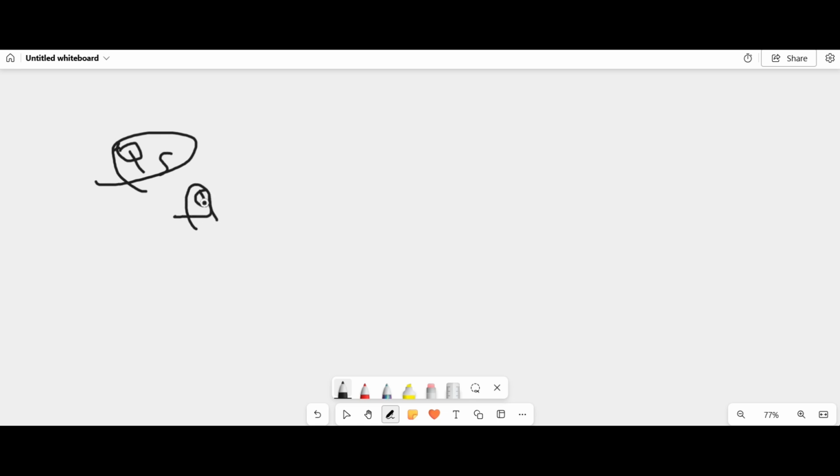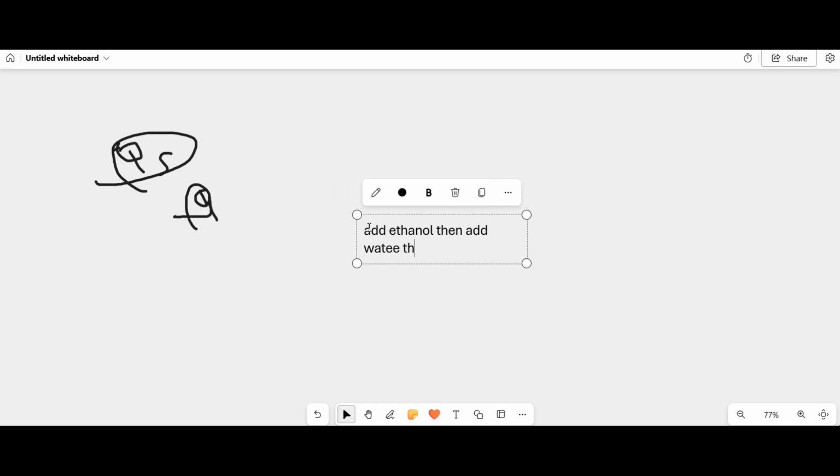Alright, 5A. Describe how you would test a piece of food for the presence of lipid. They're just repeating questions at this point. Add ethanol, then add water, then shake, and a white emulsion will appear. Alright, safe. Question B.